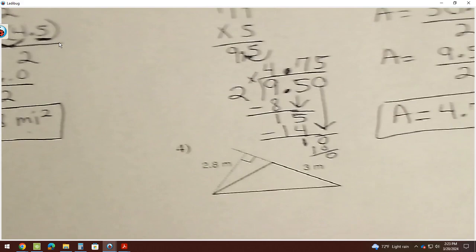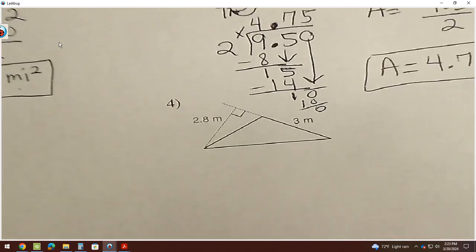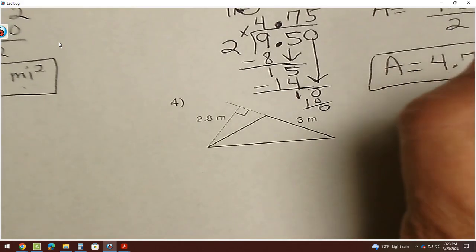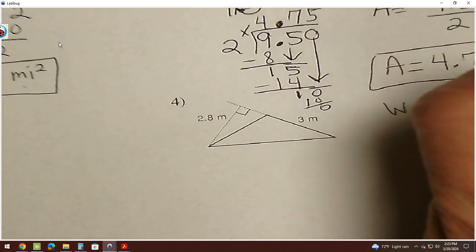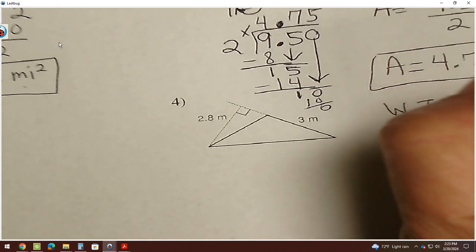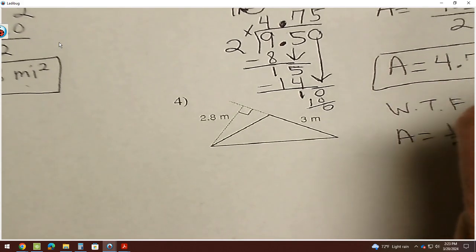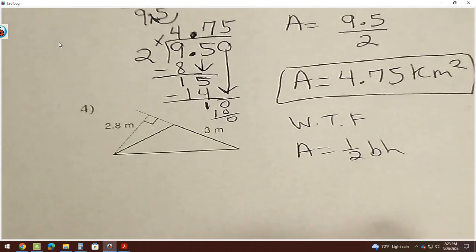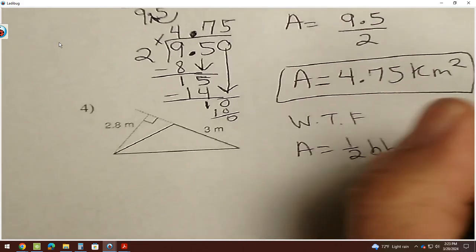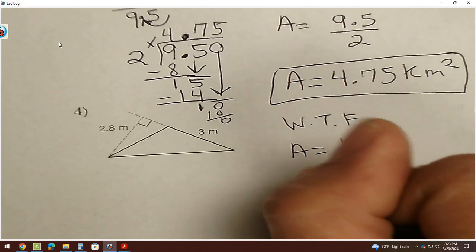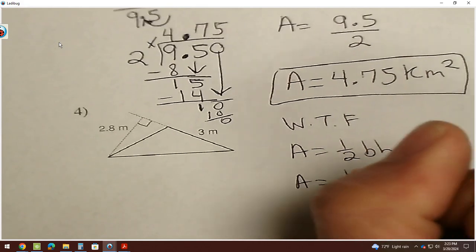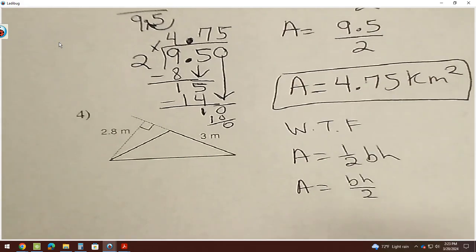I'm doing the last one with you, number 4. Again, we start with writing the formula. It's a triangle, so I'm going to keep A equals half of the base times height, and that's on your formula chart. I'm going to change it to base times height divided by 2. Now we're going to start substituting.